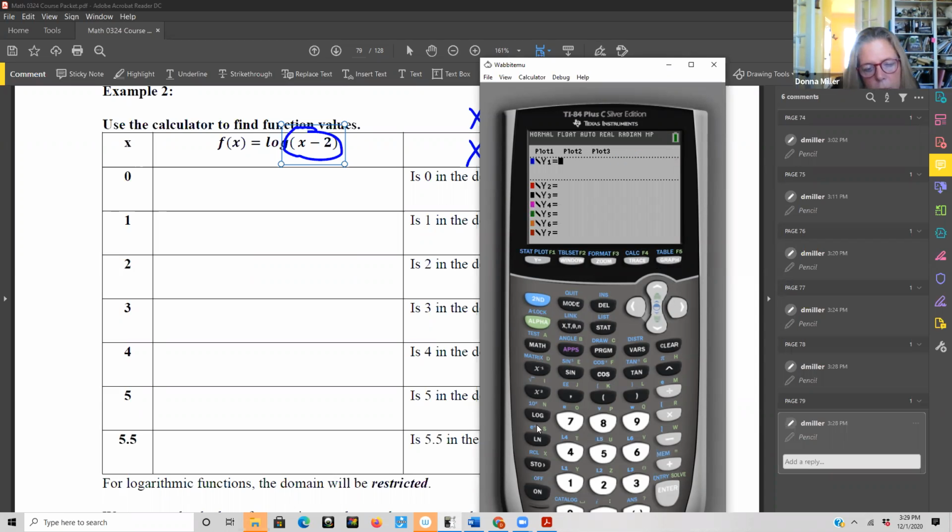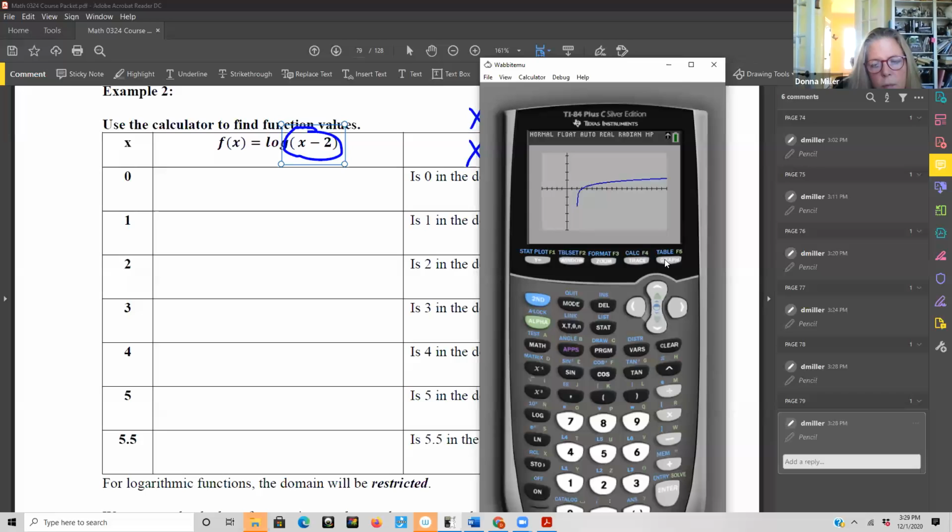That's a common log, so we're going to use LOG. I graph it. Just want to show you the graph. Yeah, it looks like a log. Now remember, this doesn't stop. It goes down forever at 2. You just can't see it.